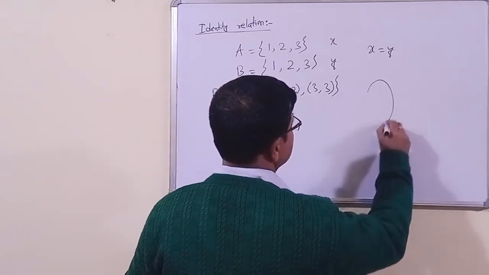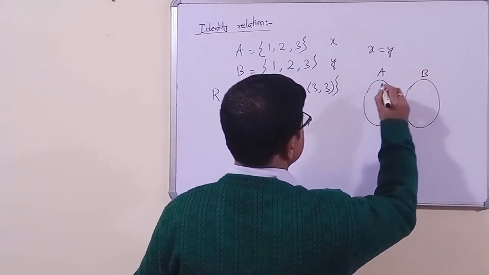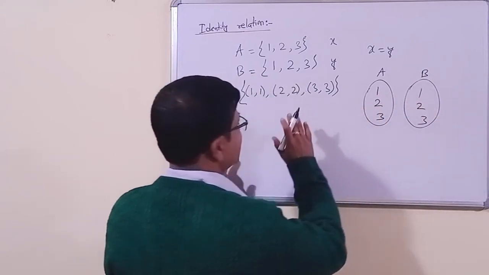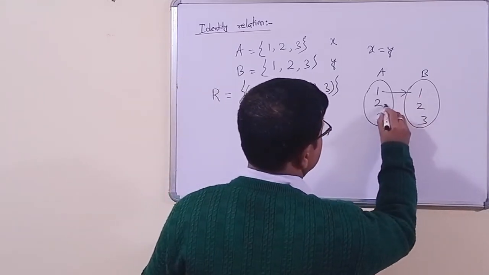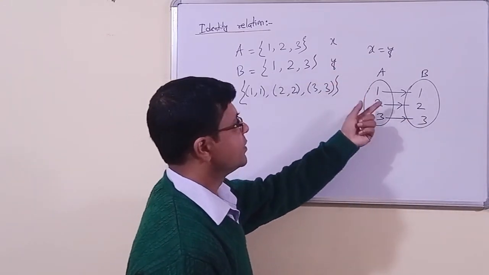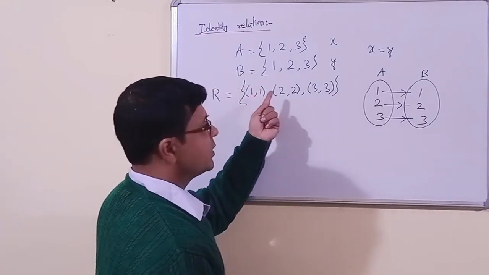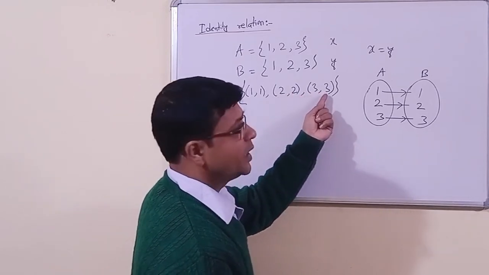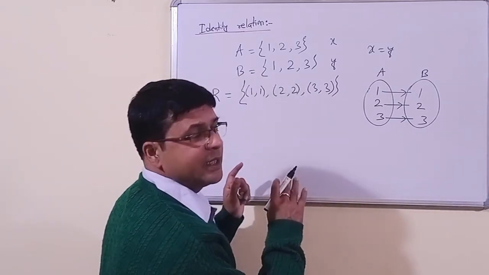Here let us take this only. A B C, 1 2 3, 1 2 3. Although their Cartesian product is very big, 3 times 3 is 9, there are 9 elements. 1 is related to 1, 2 is related to 2, 3 is related to 3. What condition have we taken? The elements are equal. So in this ordered pair, first component and second component are equal. In the third element also, first component and second component are equal. So this type of relation is known as identity relation.